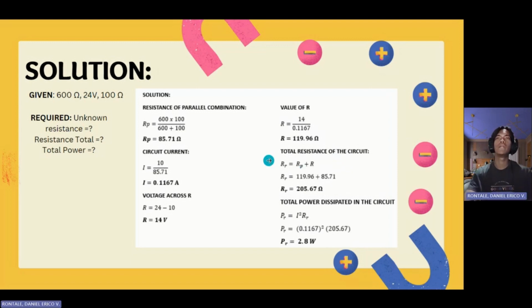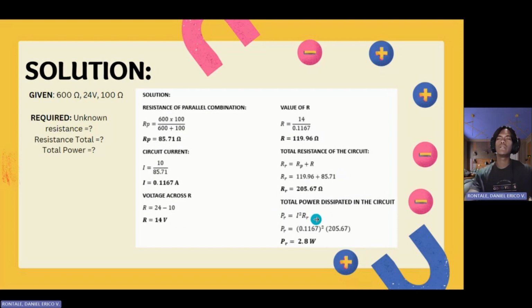Now, to solve for the total resistance of the circuit, we will need the value of the resistance of the parallel combination, which is 85.71 ohms, plus the resistance R. We substitute 119.96 plus 85.71, which gives a total resistance of the circuit of 205.67 ohms.